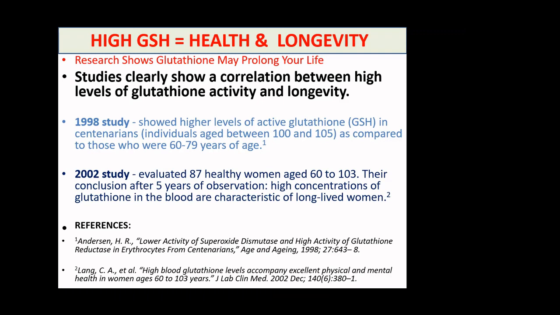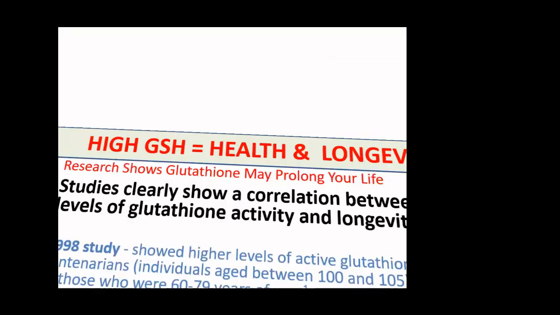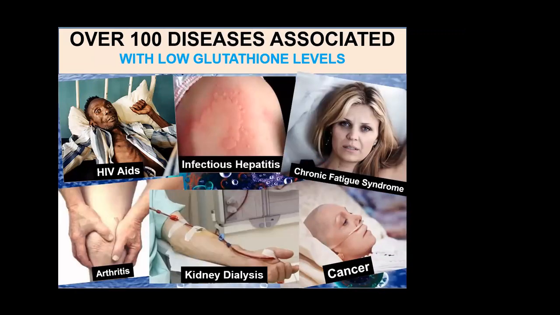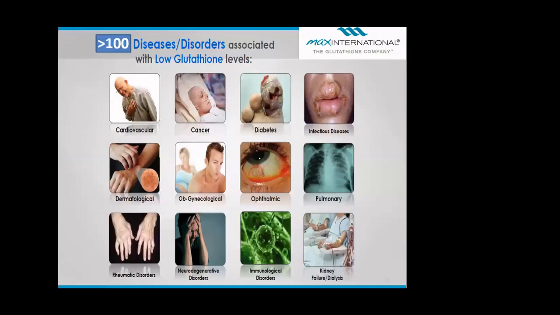Right, four years later, another study, this time a prospective study, meaning they followed 87 healthy women aged 60 to 103. They followed them for 5 years and found that those who had high levels of glutathione in the blood are those who remained healthy and didn't die. Conversely, low levels of glutathione have been associated with over 100 diseases. Many diseases have been studied, and this is a consistent finding. Those with chronic diseases or even acute diseases have low levels of glutathione.